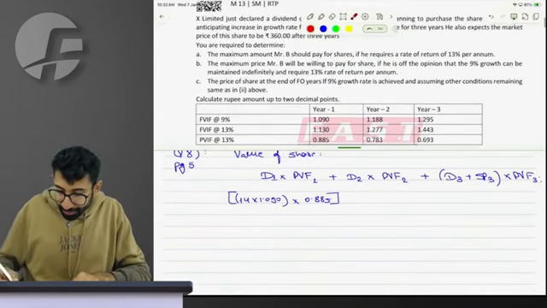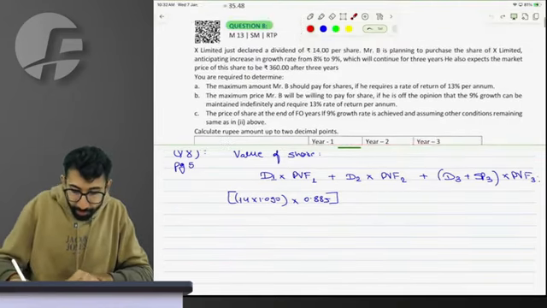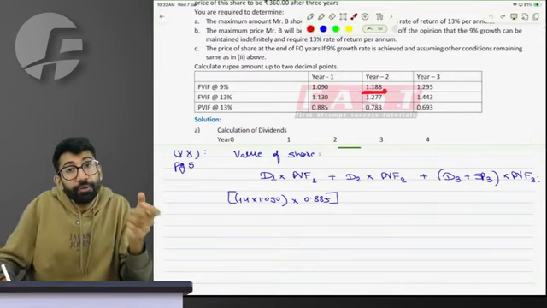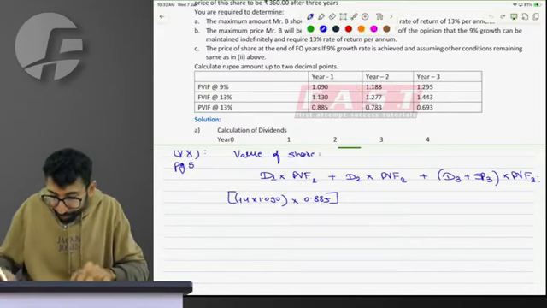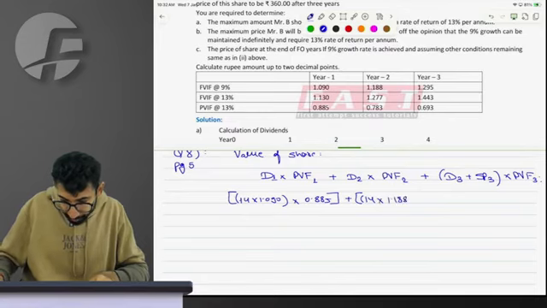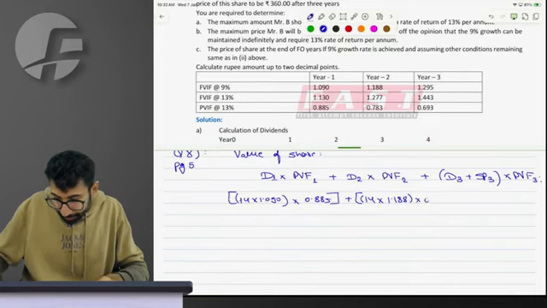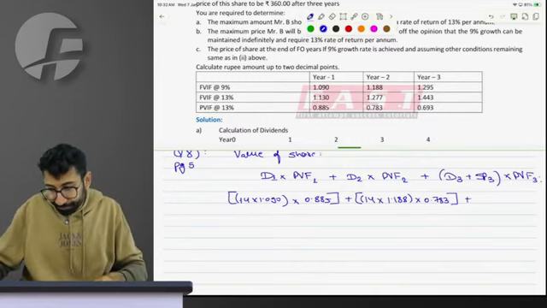Yes, sir. Sir, what is my D2? So basically, try to understand: if my D0 is 14 rupees, with 2 years of growth it becomes 1.188 times, which is the future value factor, the growth factor of 2 years. So 14 rupees of D0 multiplied by 1.188 makes the dividend of the second year, multiplied by the present value factor of 0.783 makes the present value of the dividend of the second year, plus, right?